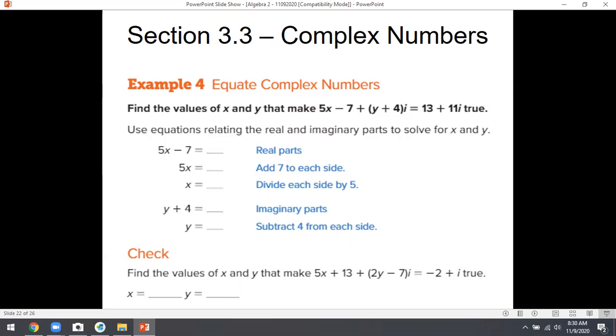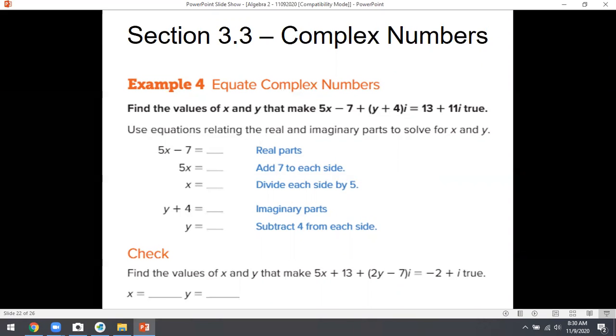So over here, what's the real stuff you see? I see 5x minus 7. There's no i's with that, right? What's the real thing you see over here? 13. So 5x minus 7 must equal 13. You could solve that real quick, right? 5x minus 7 equals 13. Add the 7 over. 5x equals 20. X equals 4. It'd be very easy to figure out.